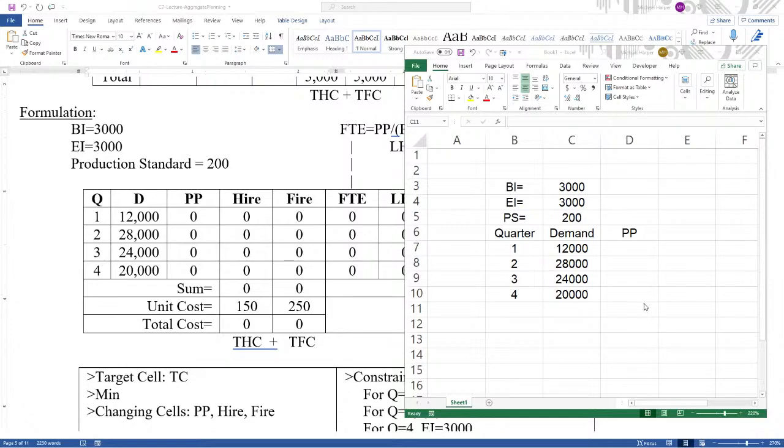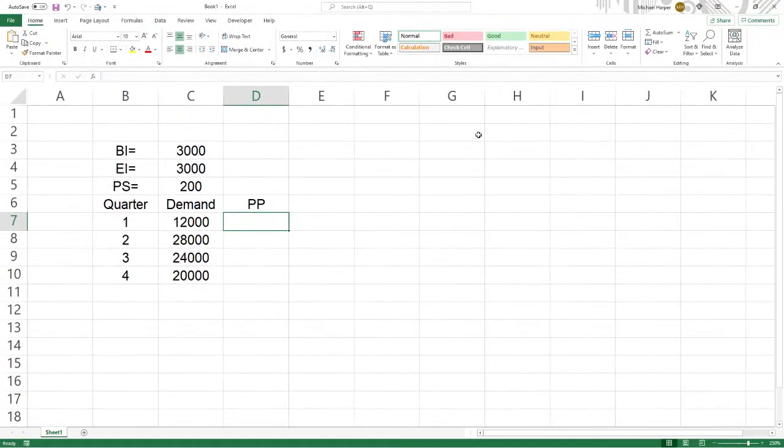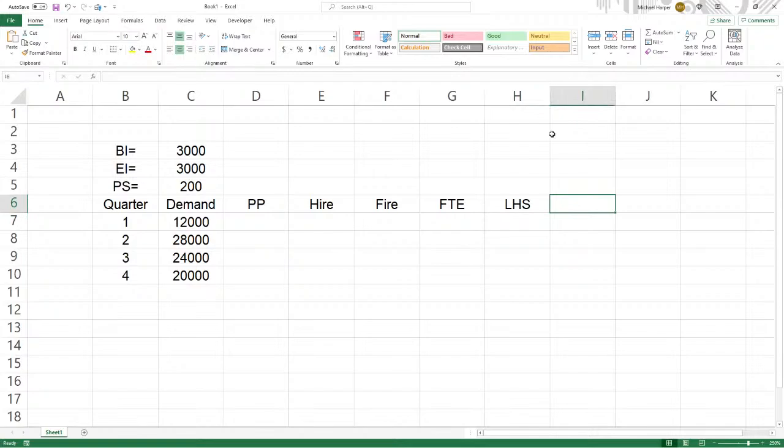Okay, then we're going to have our production plan here. Let's enlarge this so we can see what's happening. This is good enough. Then we have our production plan. And then here, let's just say we have our hire here. We're going to have our fire. We have our FTEs right here. And then we're going to have our left-hand side. This left-hand side is going to be our conservation equation, equilibrium equations. We have our beginning inventory, and we have our ending inventory.